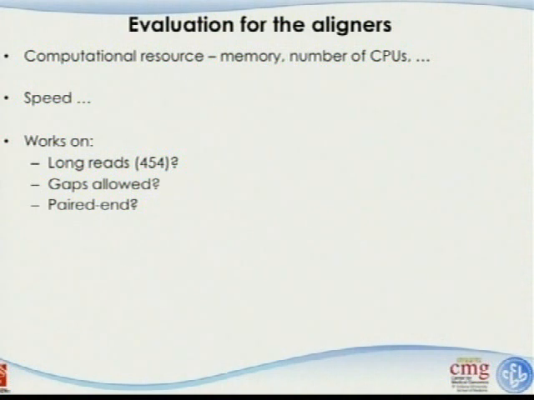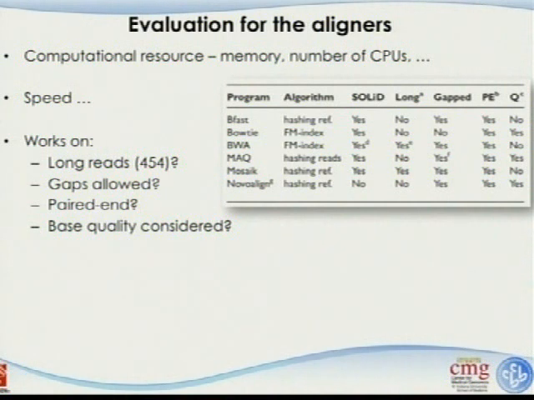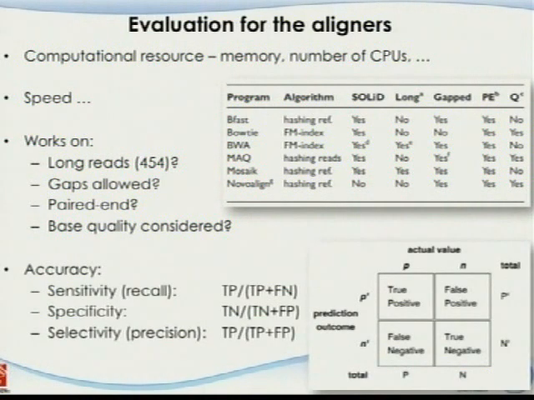Does that algorithm take care of paired end reads? Some of them don't. And will base quality be considered? So whether the sequence quality has been considered. This is one table that shows the comparison of different algorithms. And this is, of course, whether it uses a hash table or things like that. And whether it takes care of color space data is another issue, and you can see it's listed there. And long reads and gaps, so you can see there's a distinction here. Bowtie specifically does not handle gaps and others do. And care about the paired ends or the quality information, all those things that you need to build into your equations when you pick the alignment algorithm that you need to use.